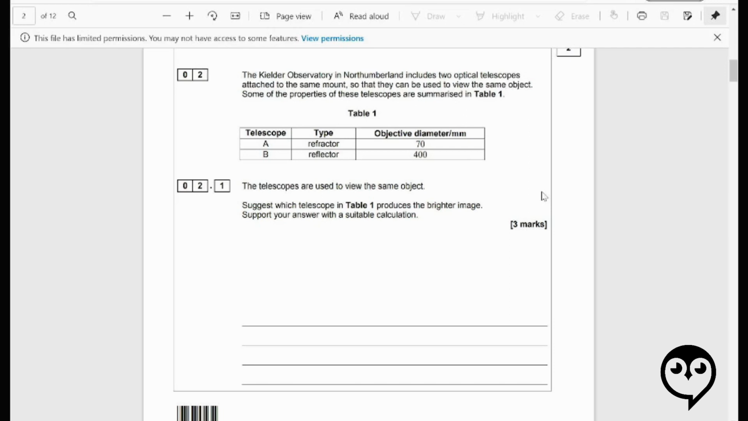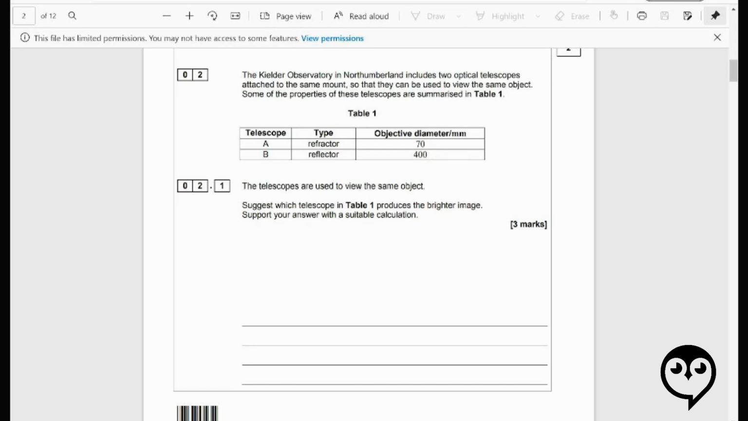Some of the properties of these telescopes are summarized in Table 1. Suggest which telescope produces a brighter image. Well, the one with the larger diameter is going to be able to collect more light, and so it should have a brighter image. That's what I would say.